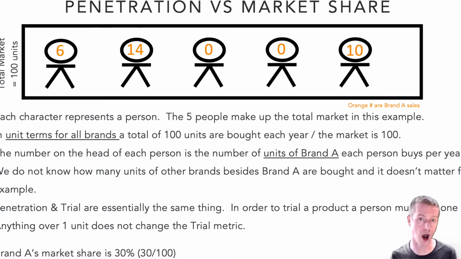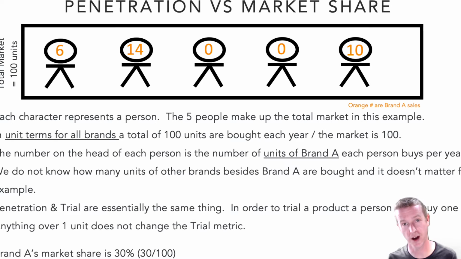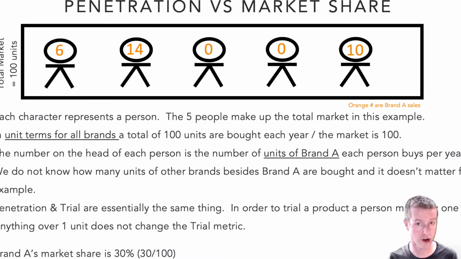So of the market of 5 people, person 1, 2, and 5, 3 people have bought the brand at least once. 3 over the total number of people in the marketplace, over 5, is 60%. So the penetration for brand A is 60%.